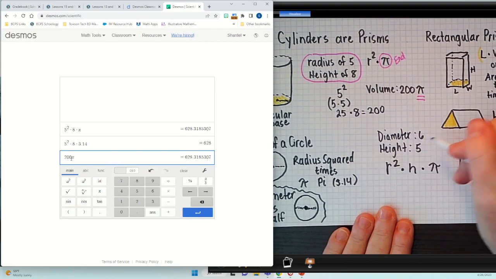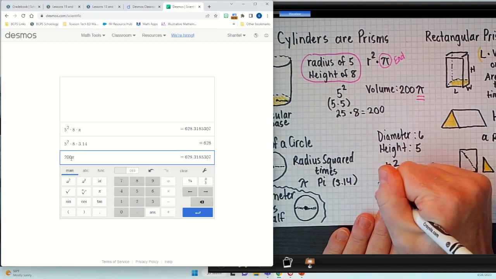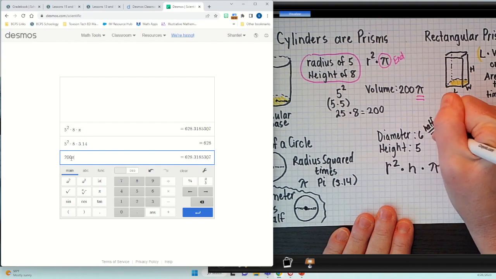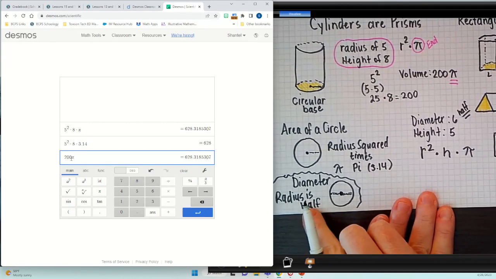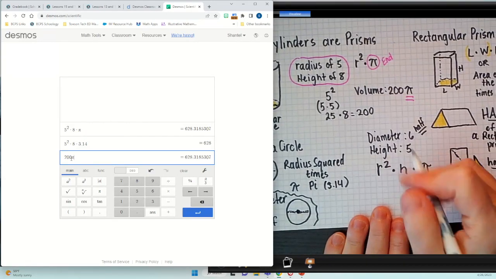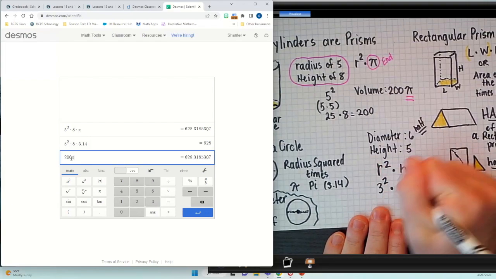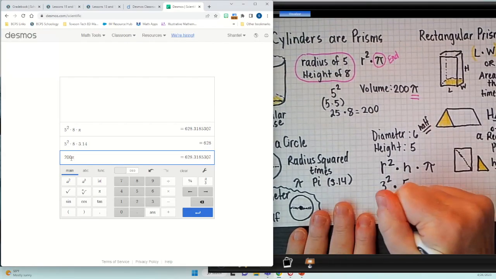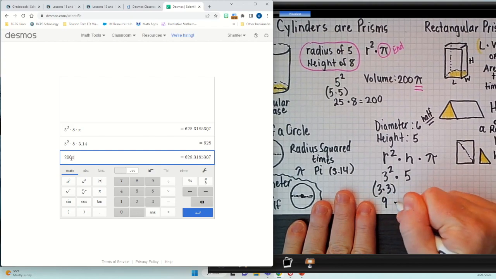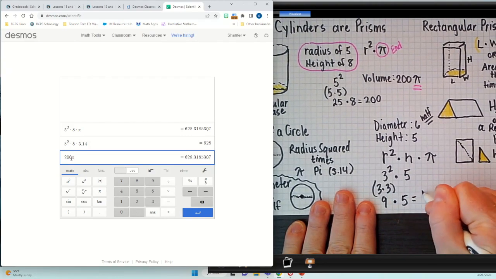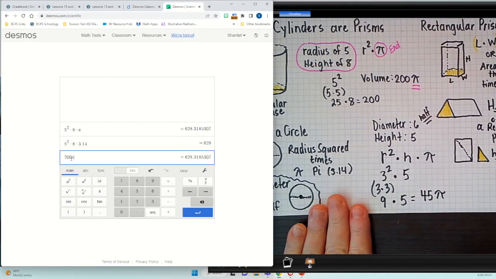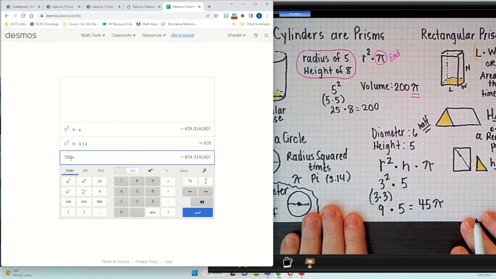So I need my radius squared. I don't want diameter. I want radius. I need half of this because radius is half of the diameter. So I need 3 squared times 5. Okay? 3 squared times 5, 3 times 3. It's not 6, it's 9. 9 times 5, that is 45. And I can leave it in terms of pi. So I could just say my volume is 45 pi.